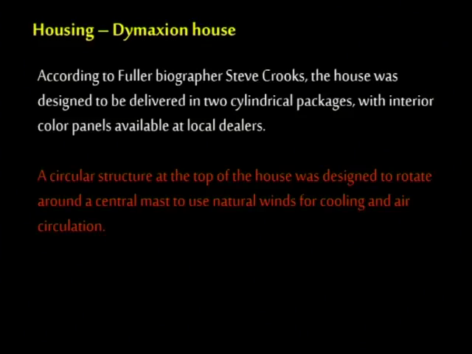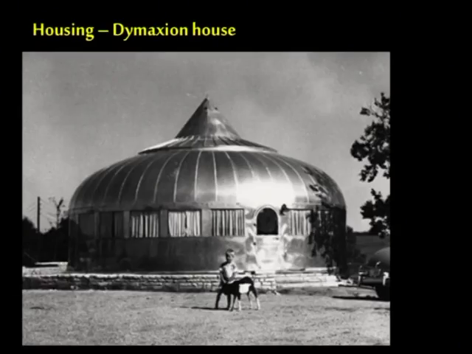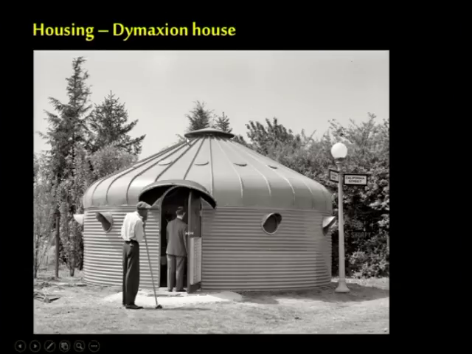A structural central circular structure at the top of the house was designed to rotate around a central mast to use natural wind for cooling and air circulation. If you're wondering how the building looks, this is how it looks: the Dymaxion House with its central dome which can revolve, with windows all around. Such a pity that only two prototypes were ever made of the structure. Another picture of the other Dymaxion House which was made.